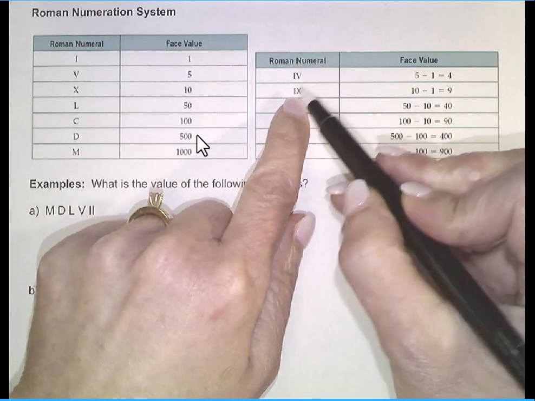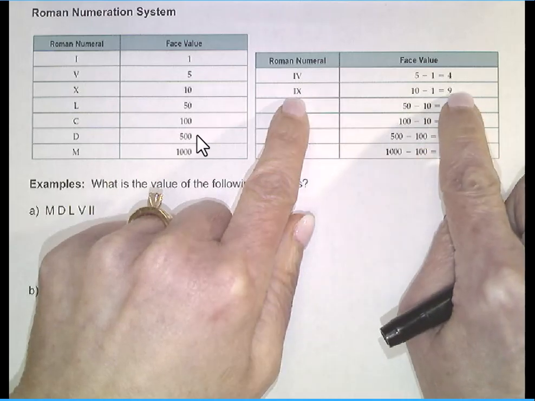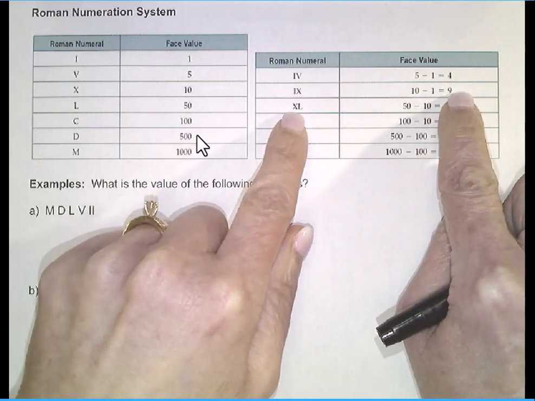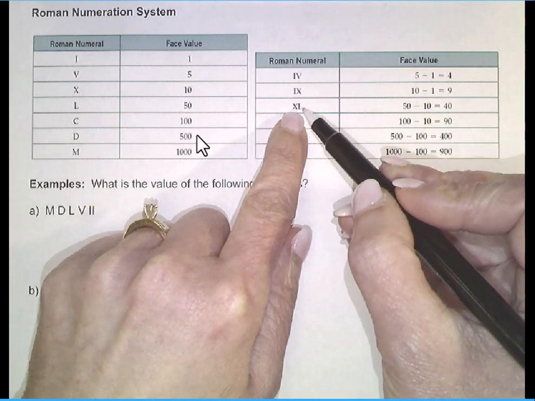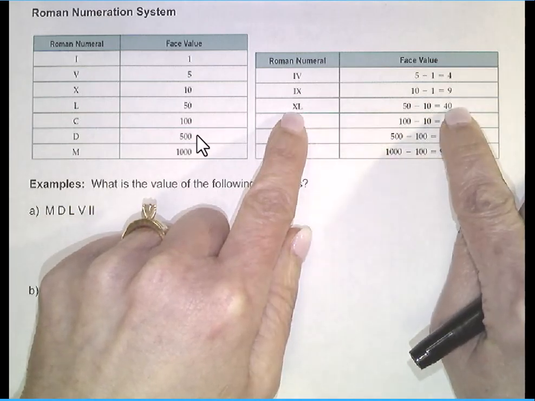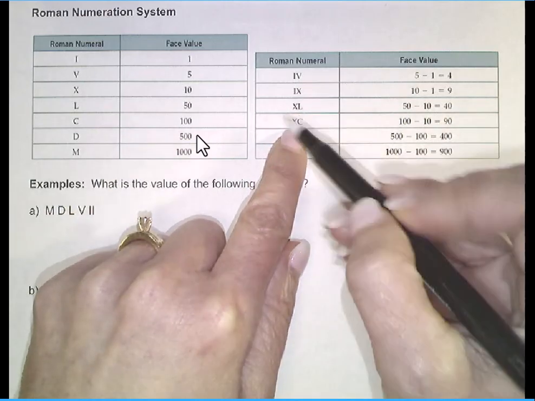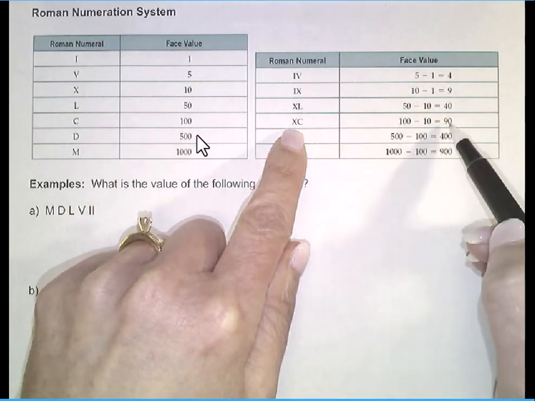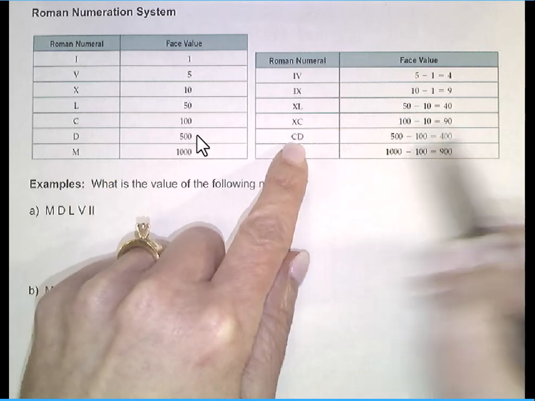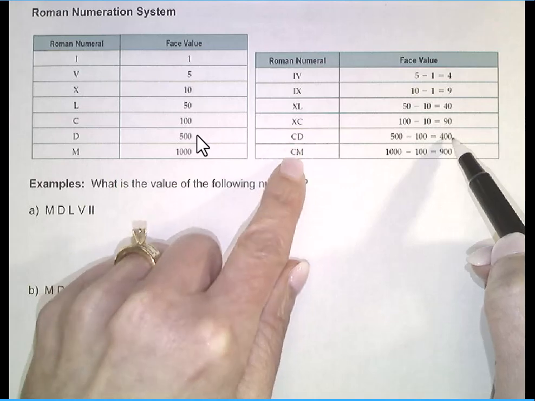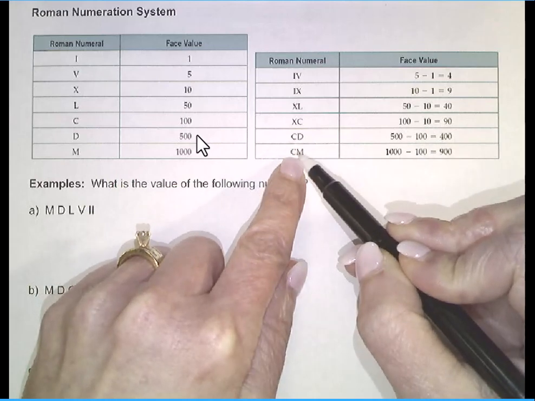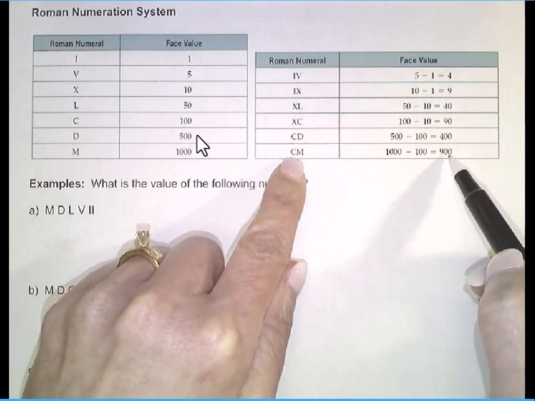This would be 1 before 10. So that's 9. This would be, let's see, X is 10, L is 50. 10 before 50, that's 40. Do you see what they're doing? They're just subtracting. 10 before 100, that's 90. 100 before 500, that's 400. And 100 before 1,000, that's 900.